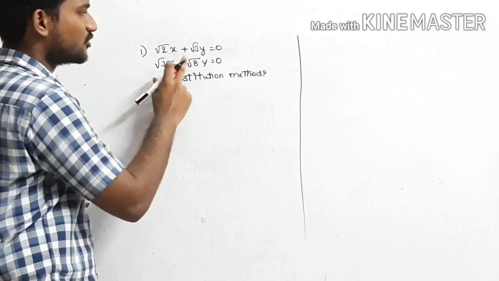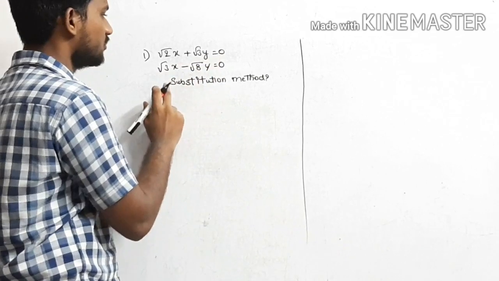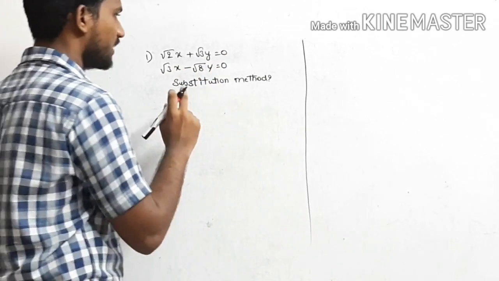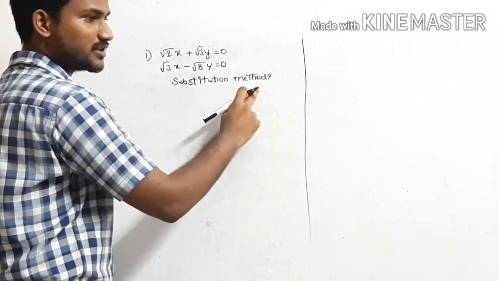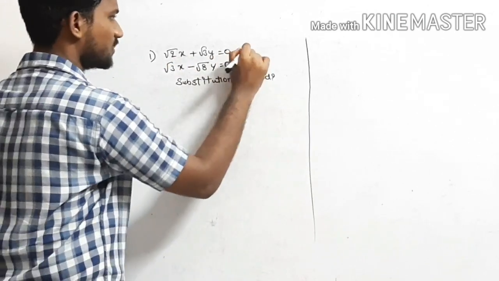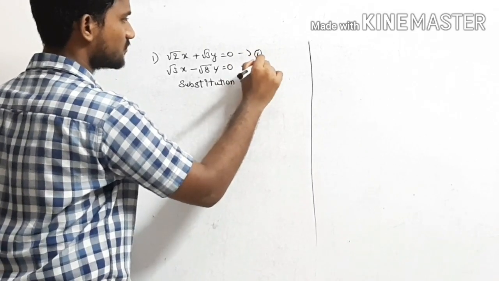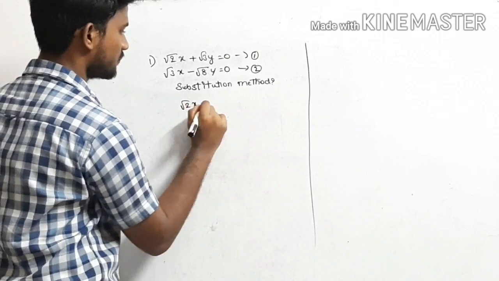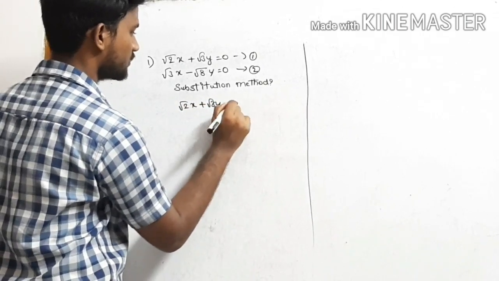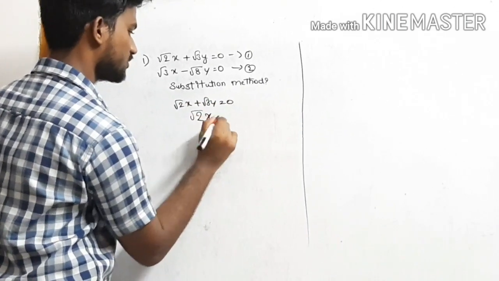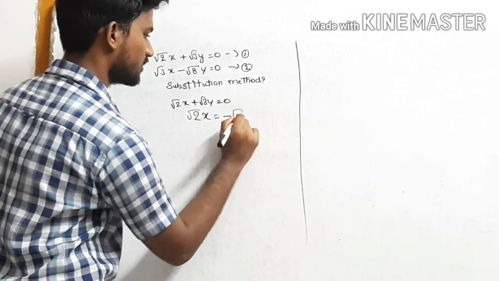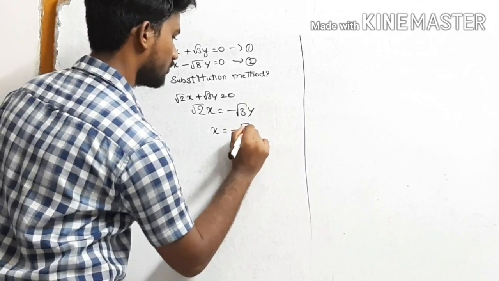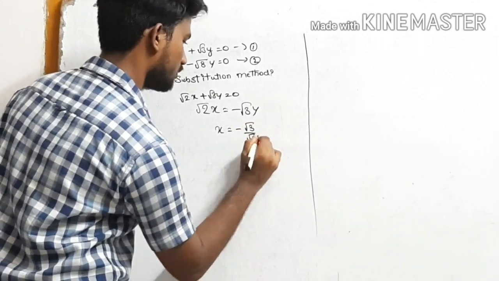Next: root 2x plus root 3y equals 0, root 3x minus root 8y equals 0, and find x and y by the substitution method. First take this one as the first equation and this one as the second equation. From the first equation, root 2x plus root 3y equals 0, root 2x equals minus root 3y, then x equals minus root 3 by root 2 y.